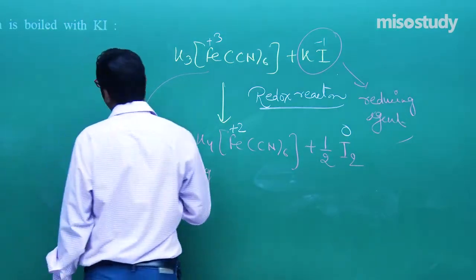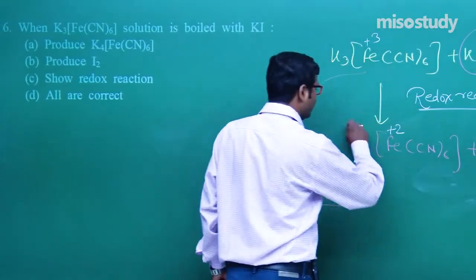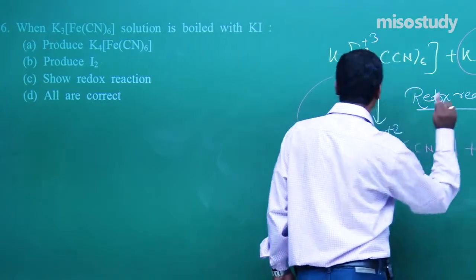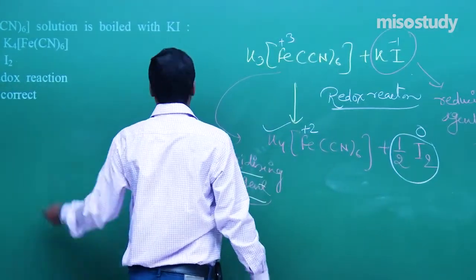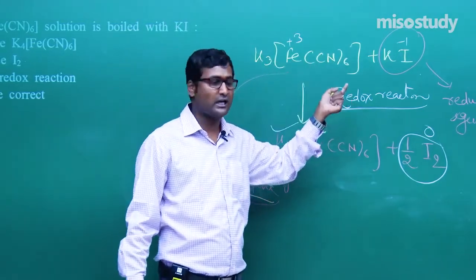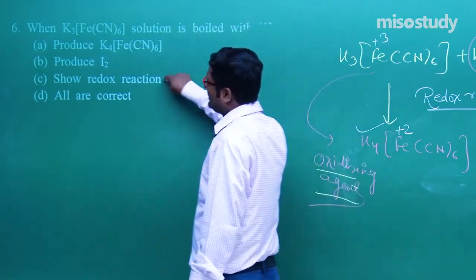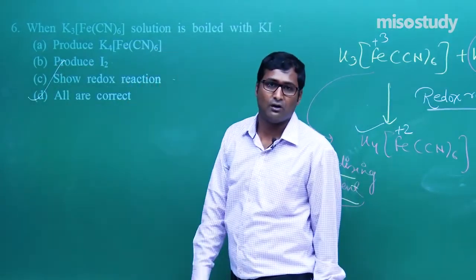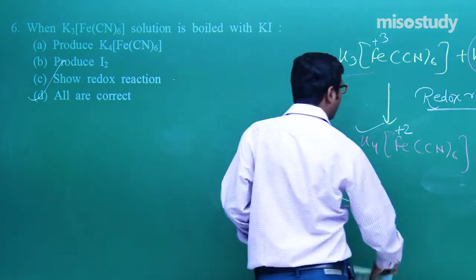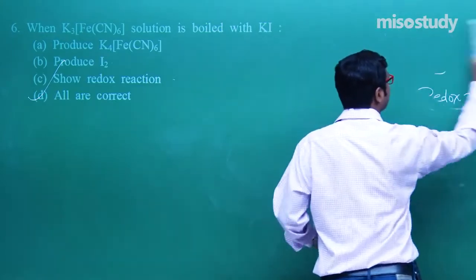Now check which options are correct. It produces K4[Fe(CN)6]. Yes sir, this is the K4[Fe(CN)6]. It produces I2. Yes sir, the first and second are correct. It is a redox reaction, so there is definitely a change in both oxidation and reduction. So the third is also correct, and all are correct. For this question, D is the correct option. Clear, friend? Now I'm going to rub this part and we'll discuss the next question. Wait for a moment, give me a few seconds.